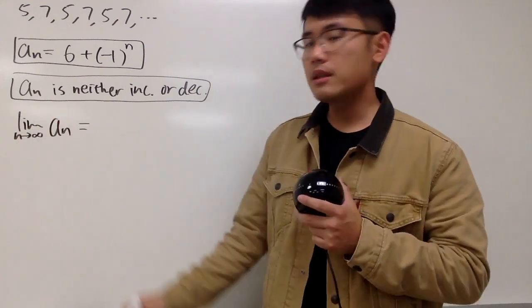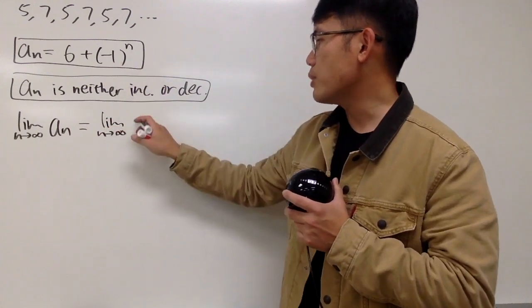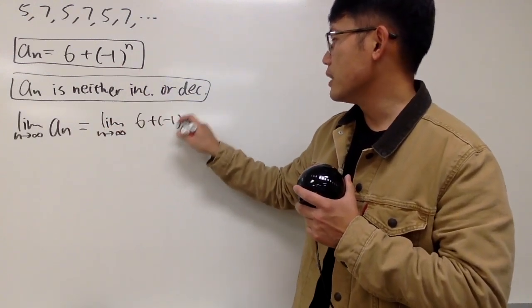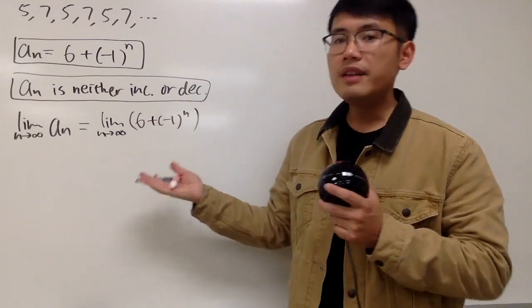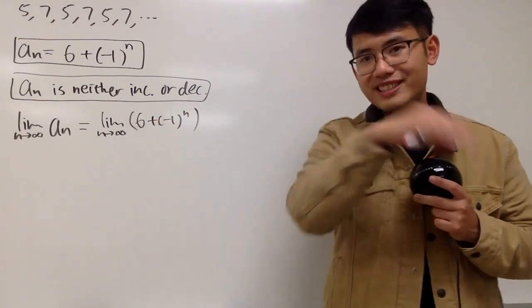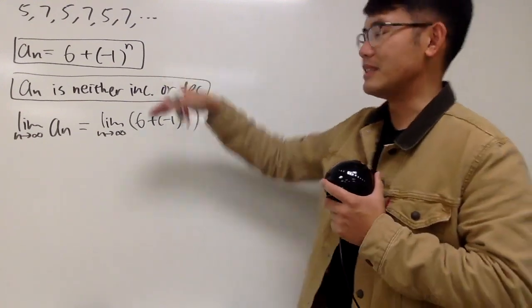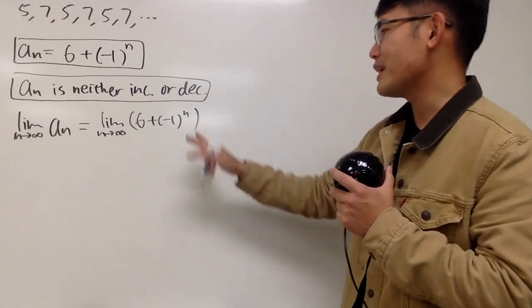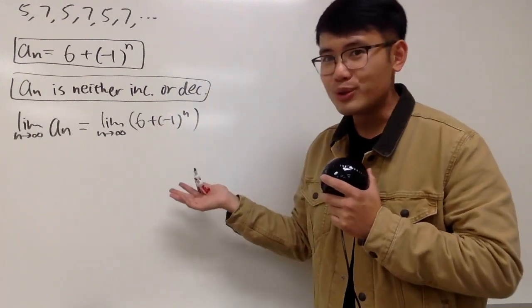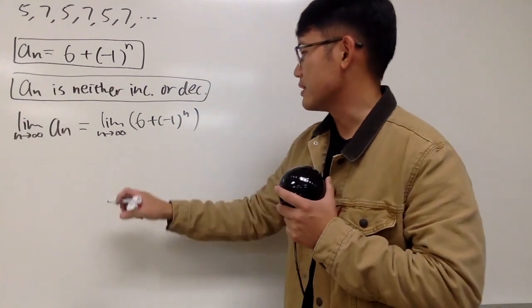Well, this is the same as saying the limit as n goes to infinity of this expression, 6 plus (-1) to the nth power. And this is very similar to the sine cosine situation. You just go like this. It has no limit because we cannot really see if this is approaching anything or not. This right here, it will just tell you does not exist.